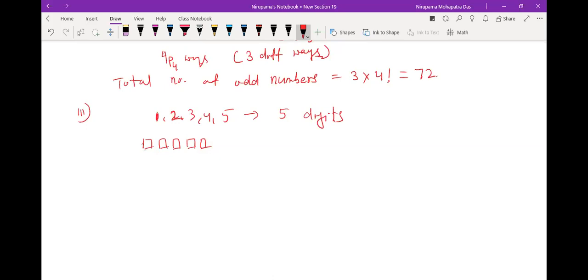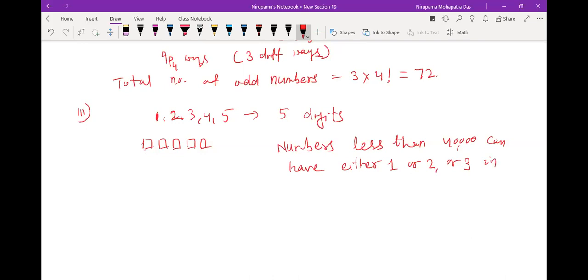So here we cannot have 1, 2, 3. I mean, what should we keep here? Numbers less than 40,000 can have either 1, or 2 or 3.